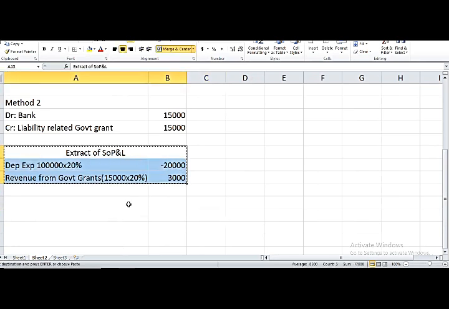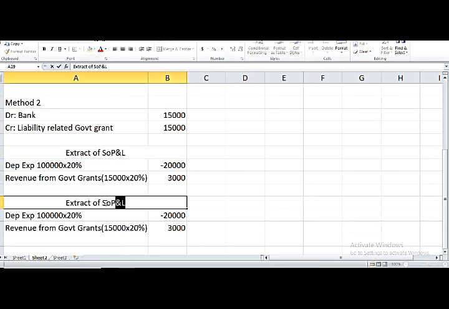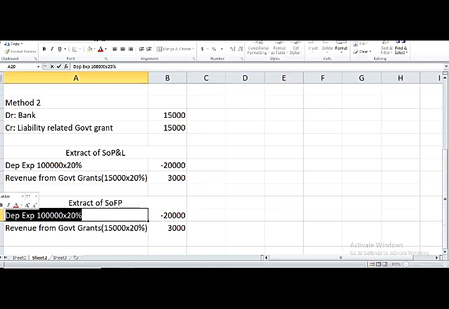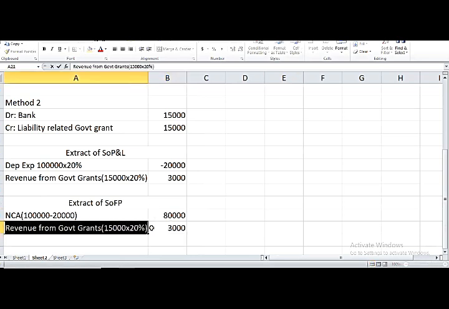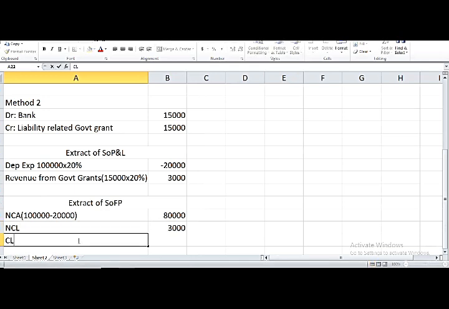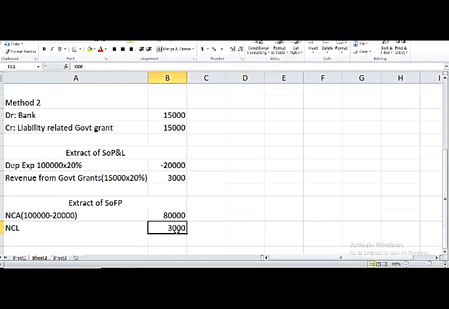So what will be the extract of the statement of financial position? The extract of financial position will be: NCA will be 100,000 minus 20,000. So that will be 80,000. While we'll be having non-current liability, and we'll have current liability as well. Right now we'll only do the non-current liability.